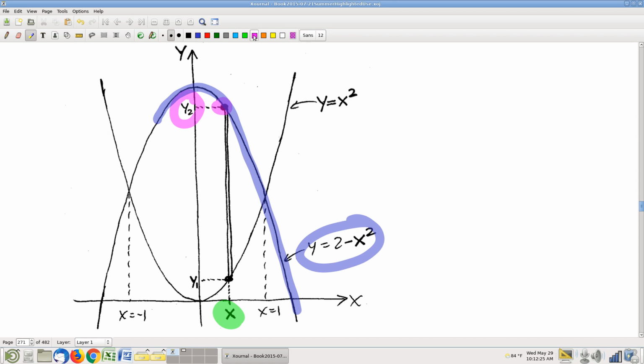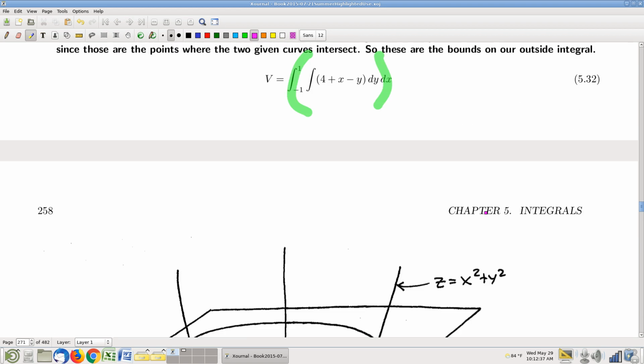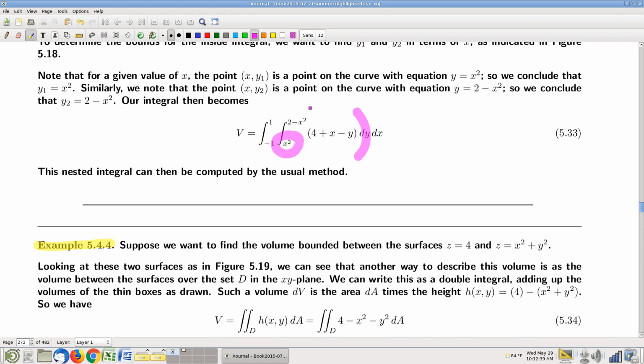Again, don't forget what you're interested in. I want to know y. Solve for y. Again, we got lucky. It's already solved for. There's your upper bound, 2 minus x squared. Okay. So, x squared to 2 minus x squared.